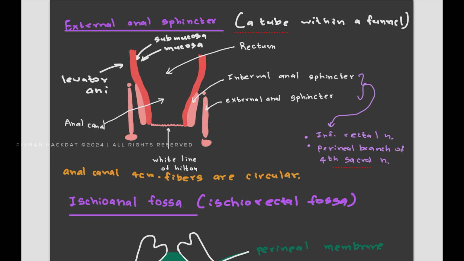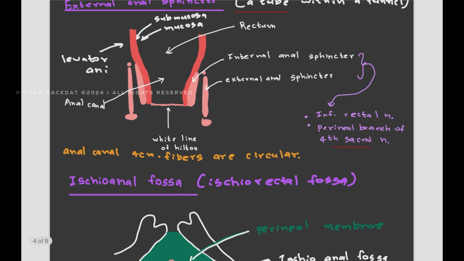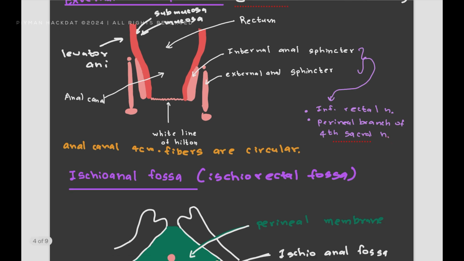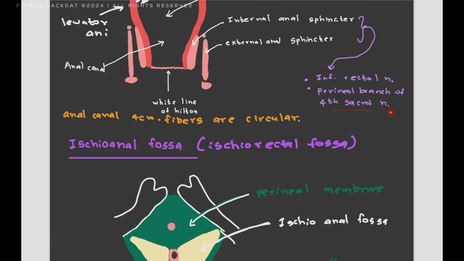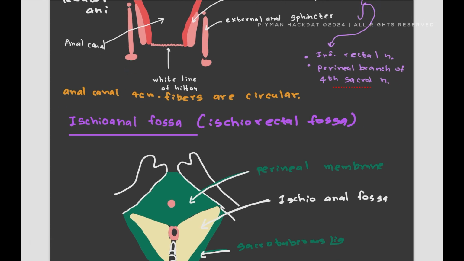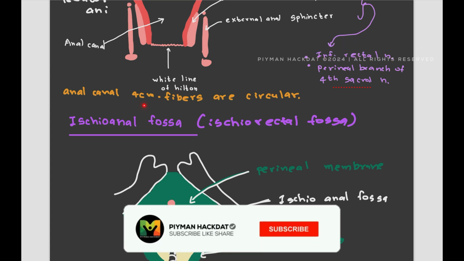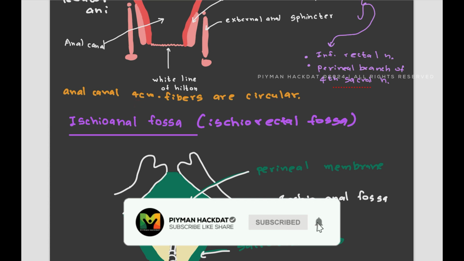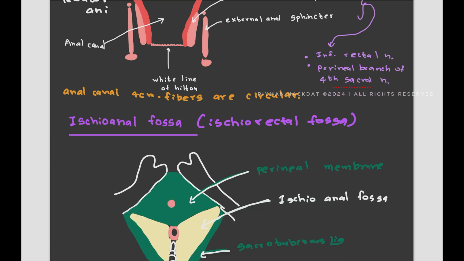In the rectum, internally you can see the mucosa, and underneath it you can see the submucosa. The internal anal sphincter and the external anal sphincter are supplied by the inferior rectal nerve and the perineal branch of the fourth sacral nerve. Basically, these are the two nerves in the anal region. The anal canal is actually 4 centimeters in length, but in females it is rather shorter. The fibers in the anal canal are circular.